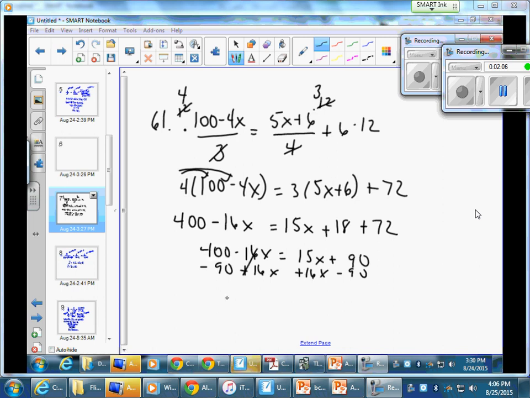So the 16x's cancel on the left, and I'm left with 310. And then on the right, the 90's cancel, and I get 31x. Divide by 31, and my answer is going to be x is equal to 10. And that works because there's no denominator in the problem.